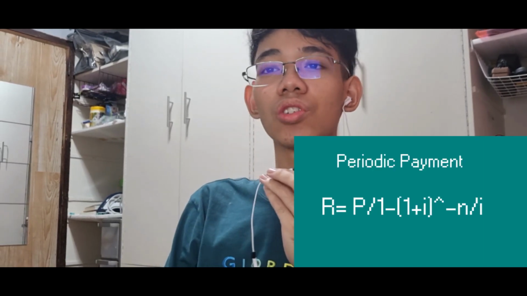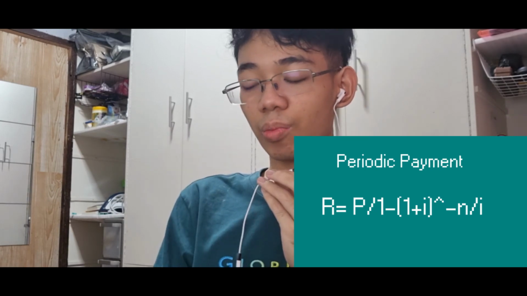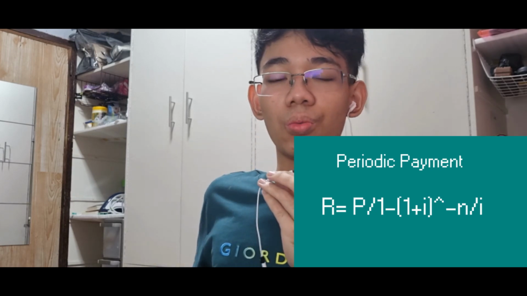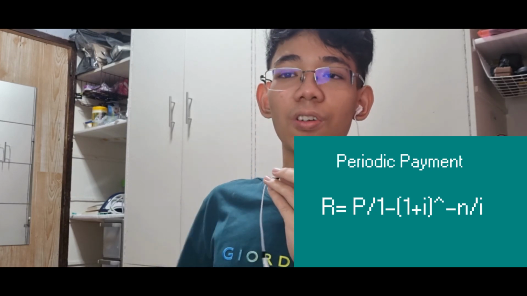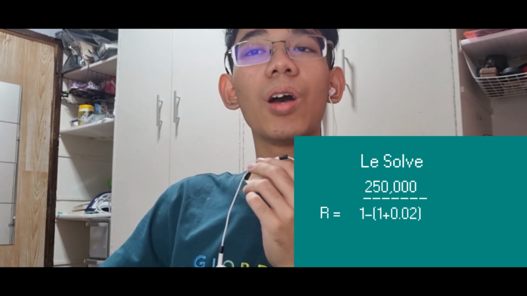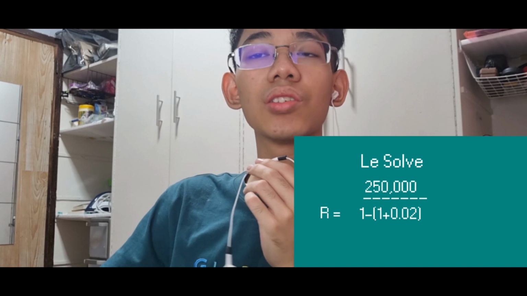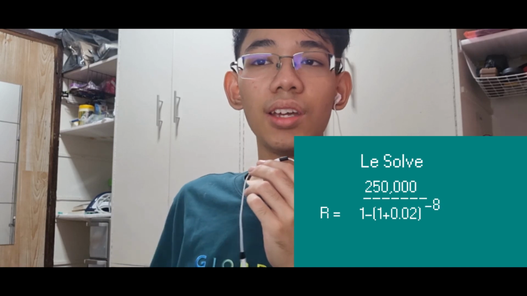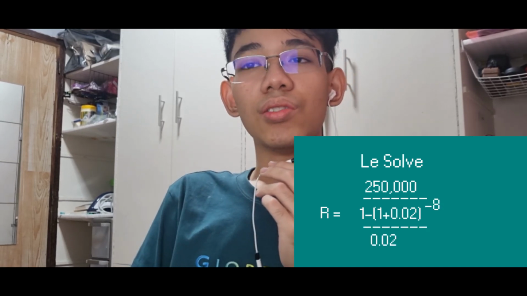Now let's find out what formula we should use and how to solve it. So the formula that we're going to use is the periodic payment. R equals P over 1 minus parenthesis 1 plus i parenthesis raised to negative n over i. And then now we're going to solve it. R equals 250,000 over 1 minus parenthesis 1 plus 0.02 parenthesis raised to negative 8 over 0.02.